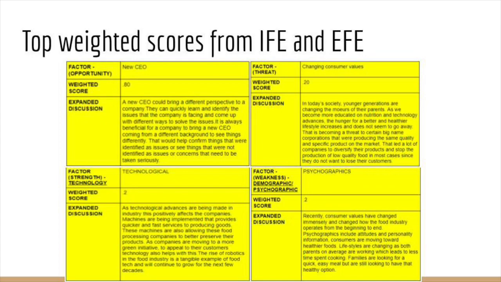Our next factor, which is a threat, is changing consumer values. In today's society, younger generations are changing their values. As we become more educated on nutrition and technological advances, the hunger for a better and healthier lifestyle increases and does not seem to go away. That is becoming a threat to certain big-name corporations that were producing the same quality and specific products on the market. That led to a lot of companies to diversify their products and stop the production of low-quality foods in most cases, since they do not want to lose their customers.